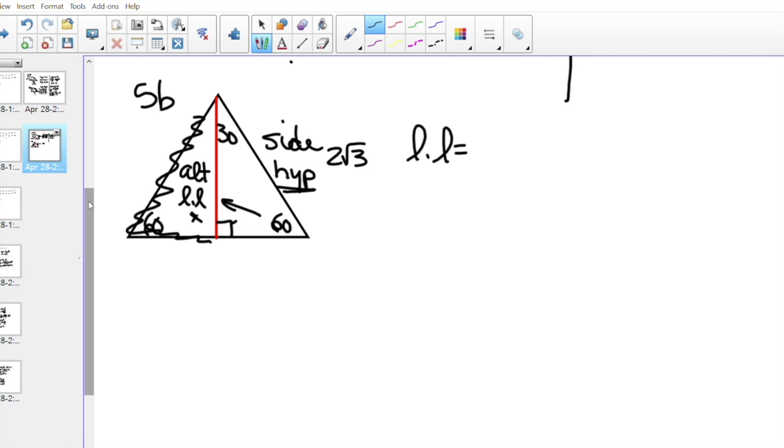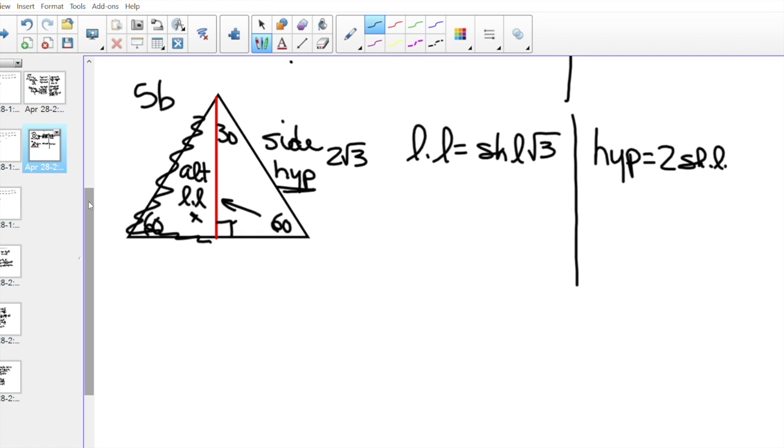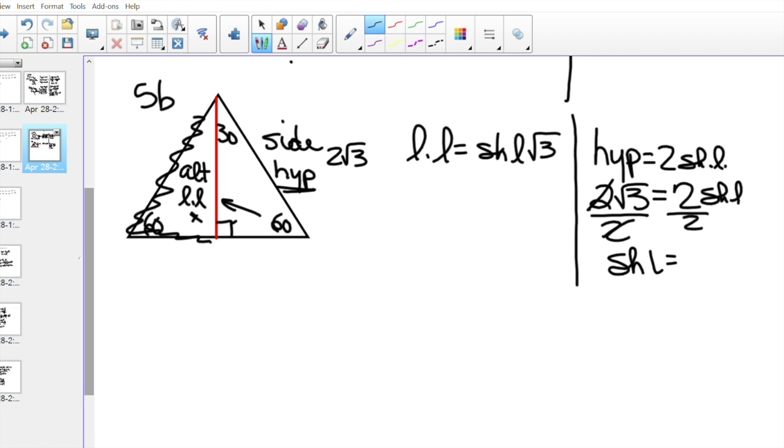Again, you can find it by taking the shorter leg times the square root of 3. Well, notice, what shorter leg? We have the hypotenuse. Well, Theorem 9.9, it says the hypotenuse is equal to twice or 2 times the shorter leg. So, the hypotenuse is 2 times the square root of 3. So we just divide by 2. Now these 2's will cancel. So the shorter leg is equal to the square root of 3.